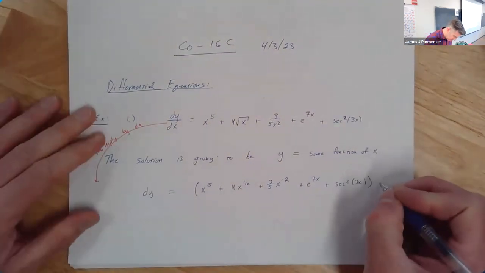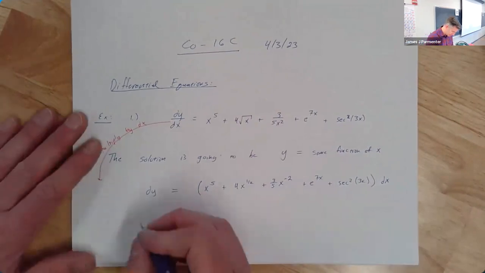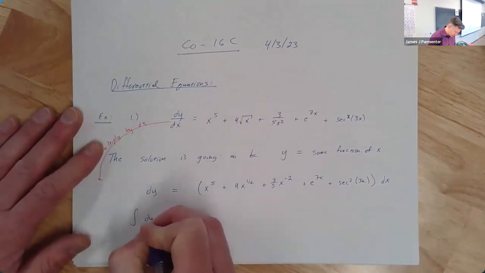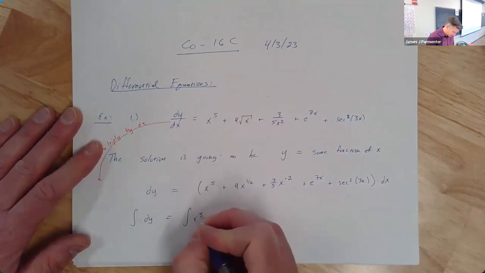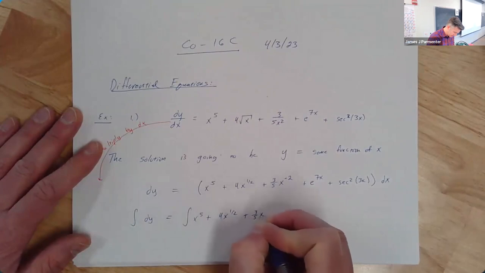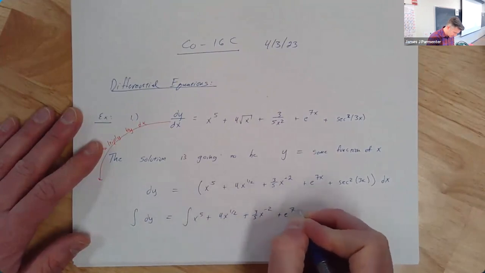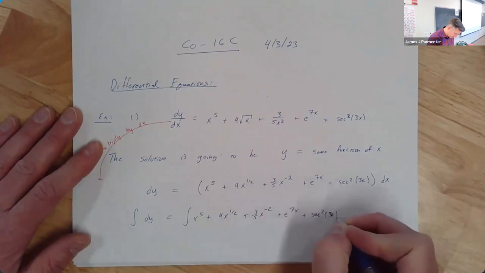And then, of course, the dx over here. And then what we're going to do is anti-differentiate or integrate both sides. So we're going to do the integral of dy equal to the integral or antiderivative of x to the fifth plus 4x to the 1/2 plus 3/5 x to the negative second plus e to the 7x plus secant squared of 3x.